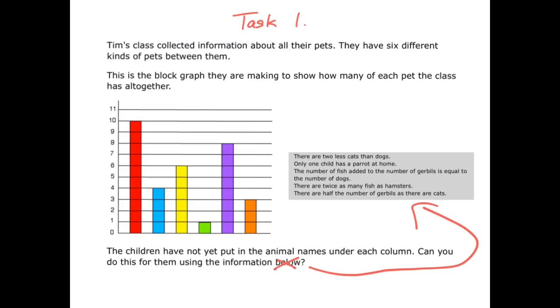So here's another question. I'd like you to have a go at this one for yourself. So we're going to read it together. Then you need to pause the video and have a go. You need to do this one in your book.